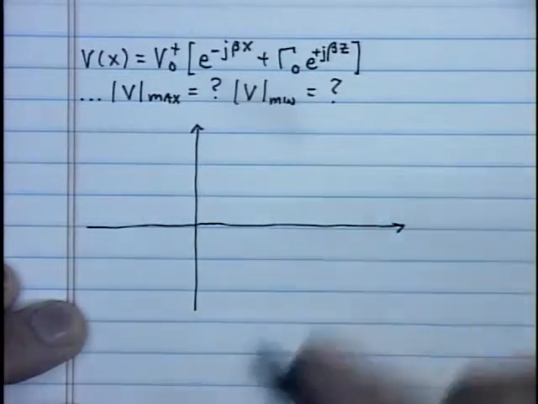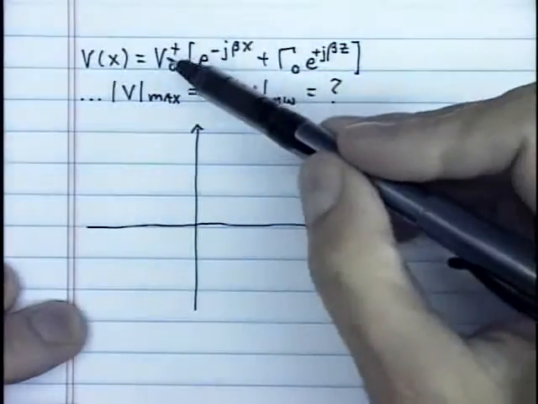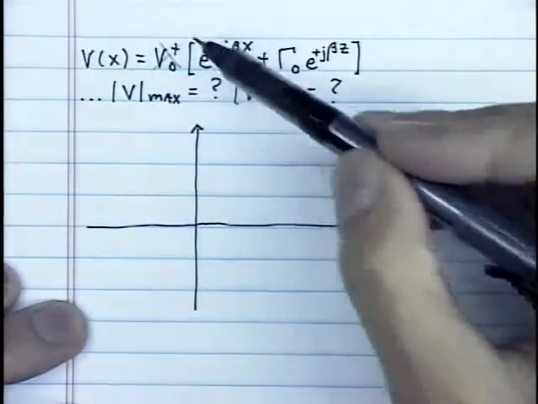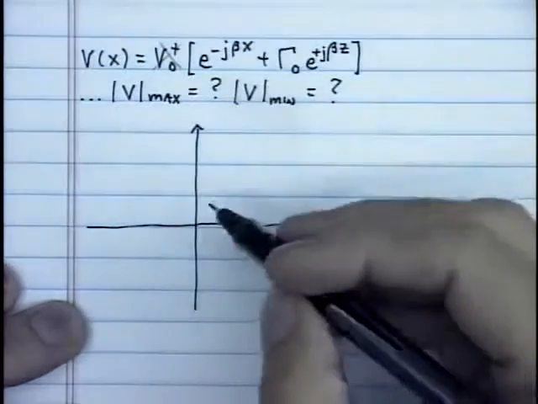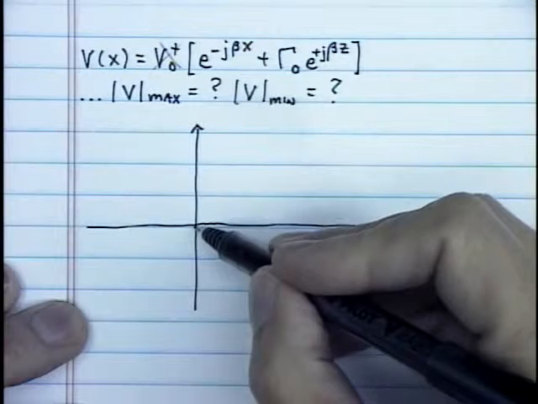Let's, for a moment, forget about that term, the constant multiplier out in front of the voltage, because that's going to be the same constant multiplier in front of v of x, whether we're looking for the maximum or the minimum. And we're going to take the ratio of the two to find the standing wave ratio. So that V0 plus really doesn't make a whole lot of difference. Let me draw the first term.